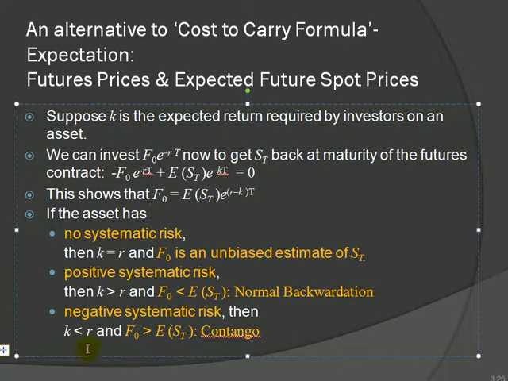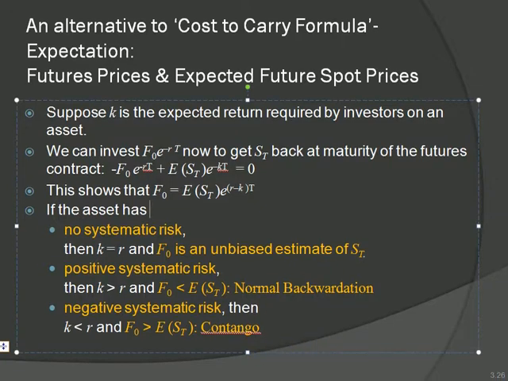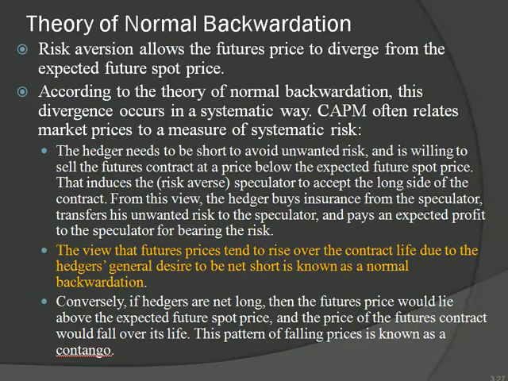But sometimes K could be less than R. That's the case of negative systematic risk. If that's the case, F0 is going to be greater than expected value of ST. That's the case of contango. Okay, I like to elaborate this normal backwardation and contango theory a little bit further. That's the next screen.